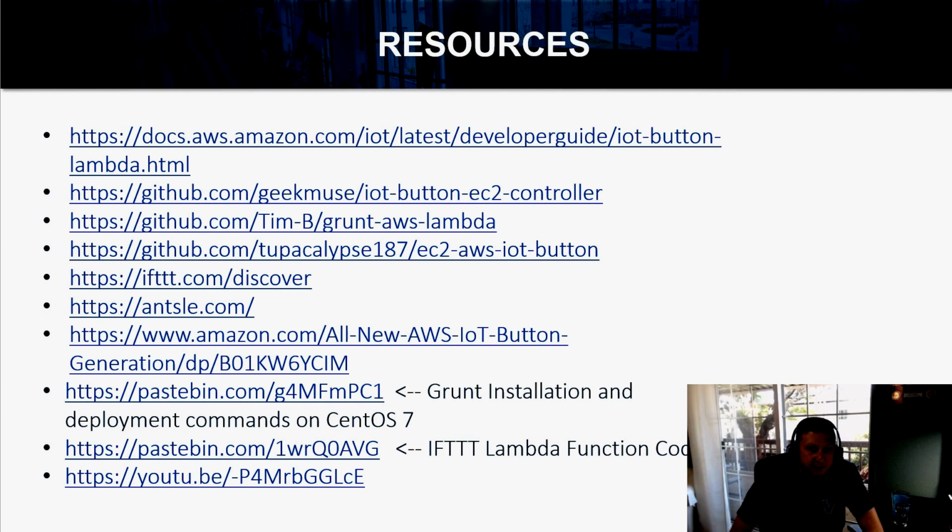So for the resources that I used, you can follow along with all of these resources and get all the information that you need to set up your own button with the project that I did. AWS provides some great documentation, developer guides, so you can follow along and set up your function that way. The GitHub that I used, I pulled down some code for the EC2 controller to be able to interact with EC2, start and stop it.